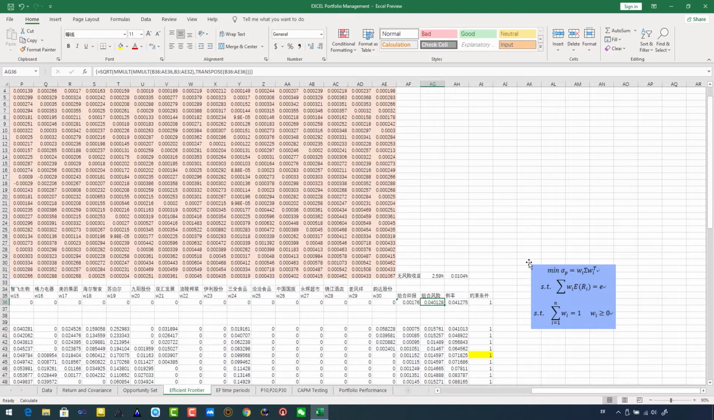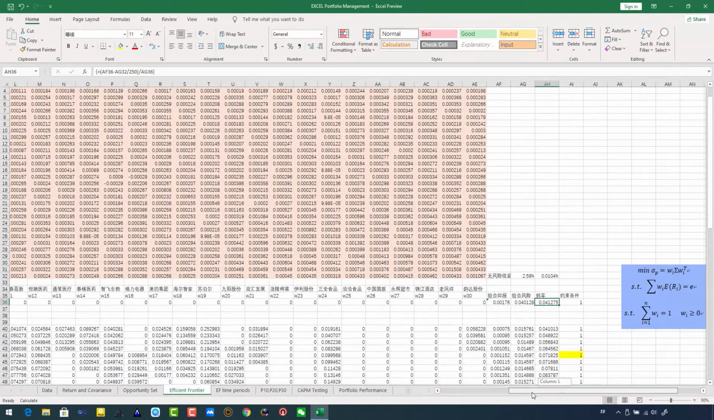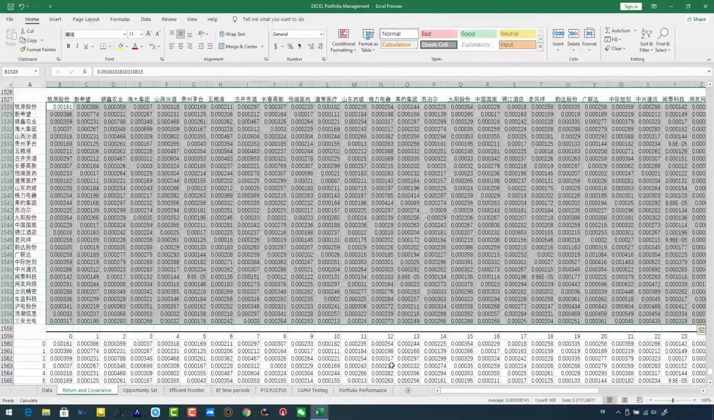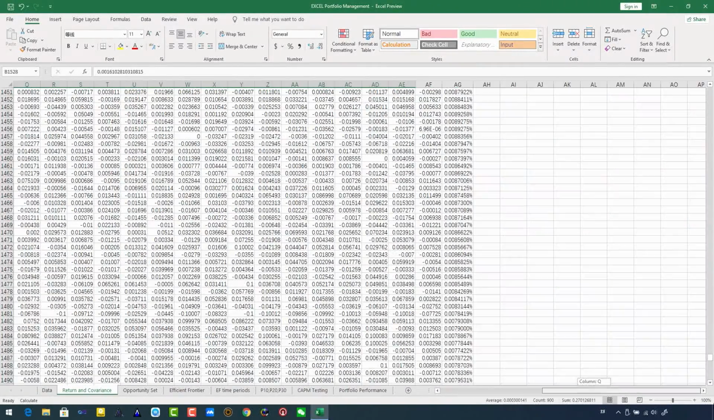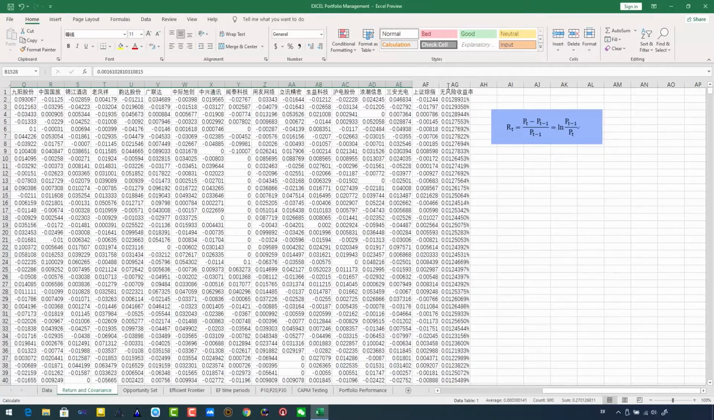Okay, so we set up the portfolio risk, and then you need to set up the slope. So this slope is on your graph, that's the capital allocation line. So that should be your portfolio return minus the risk-free rate. For the risk-free rate, we already gave it to you in the previous original data, on the return and covariance part. You can have a look on the return and covariance part. We have our risk-free rate.